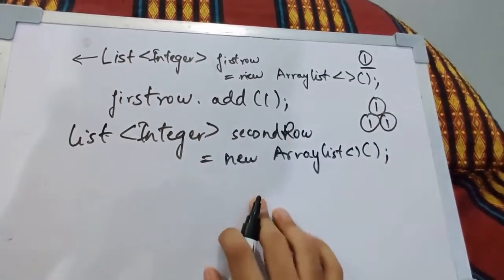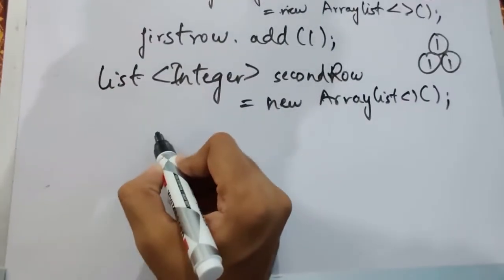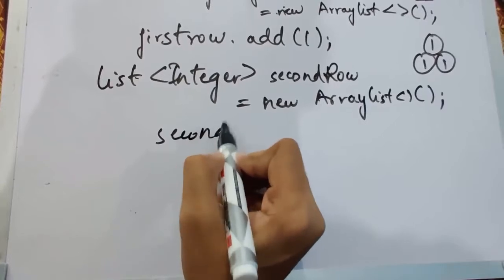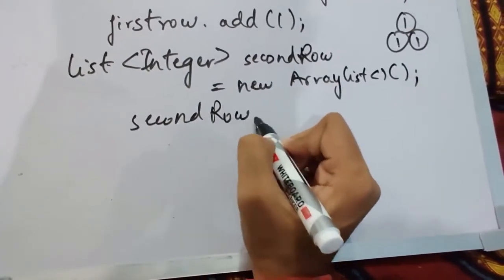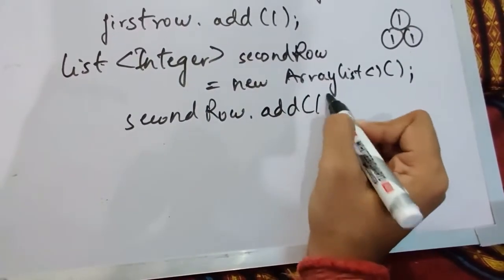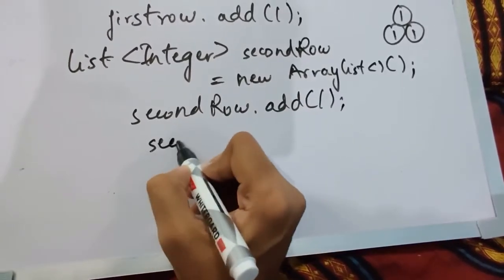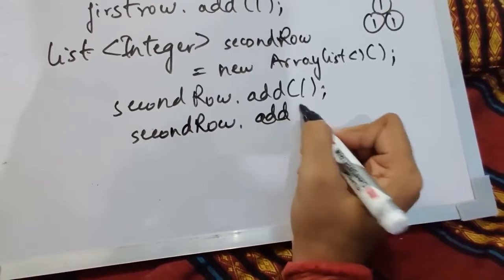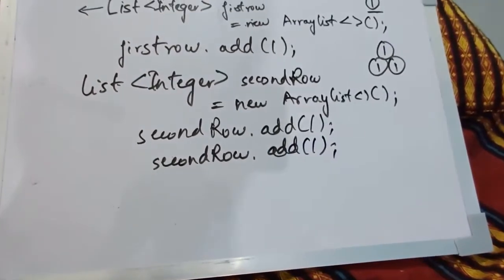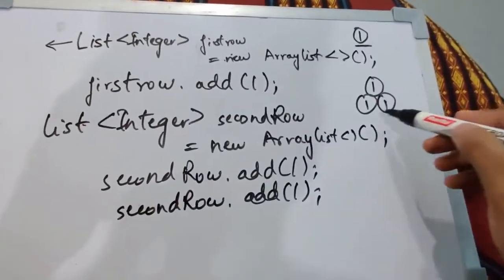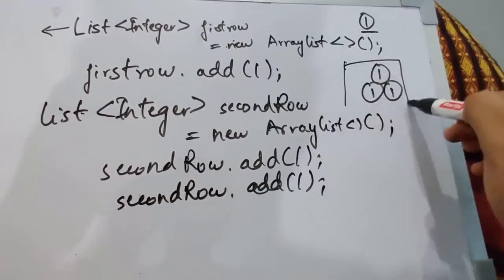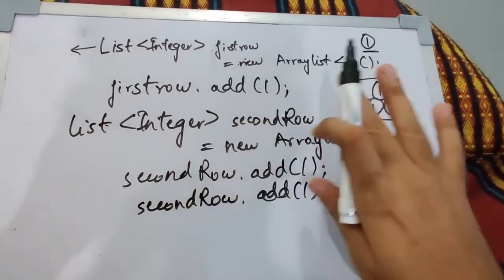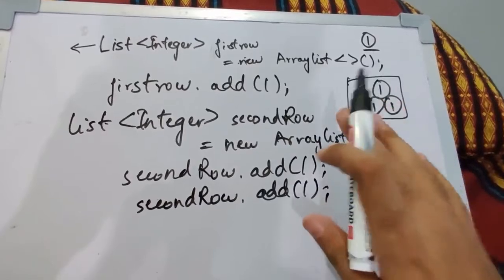So now you have created 2 objects. Now you just have to add the elements also here. Dot add 1 and repeat that. So till now what we have done is we have done the constant part and it's ready. It's going to be same for all the cases, right?